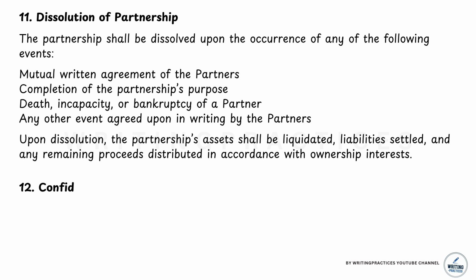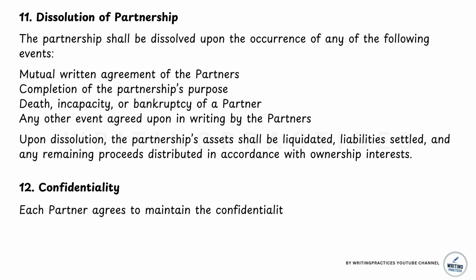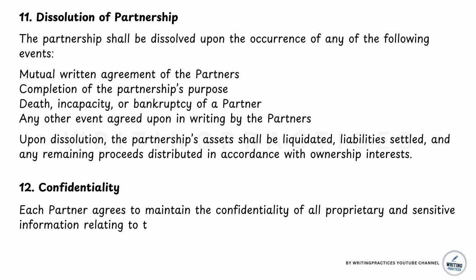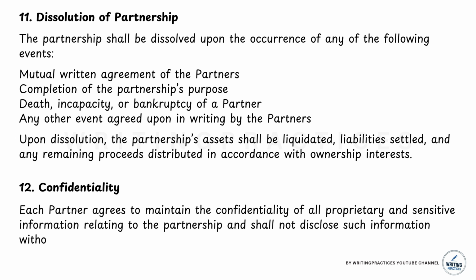Point number 12. Confidentiality. Each partner agrees to maintain the confidentiality of all proprietary and sensitive information relating to the partnership and shall not disclose such information without prior written consent of the other partner. Here, you protect business information. This is important because it prevents misuse of sensitive data. Legally, it allows action if confidentiality is breached.